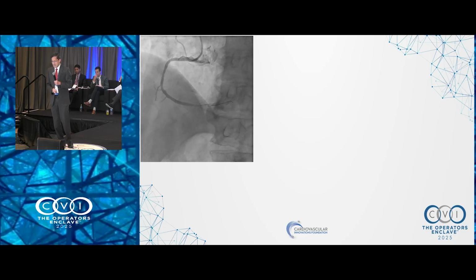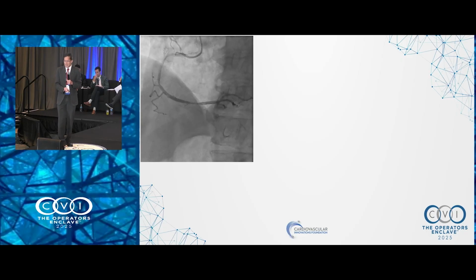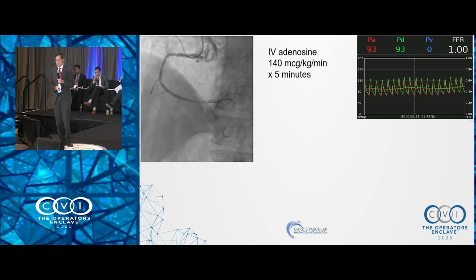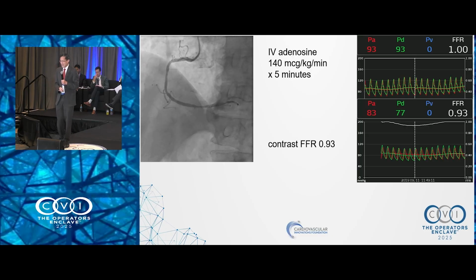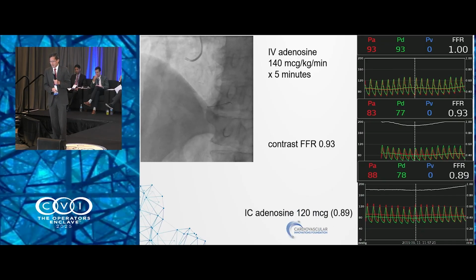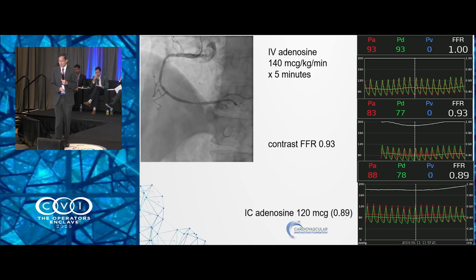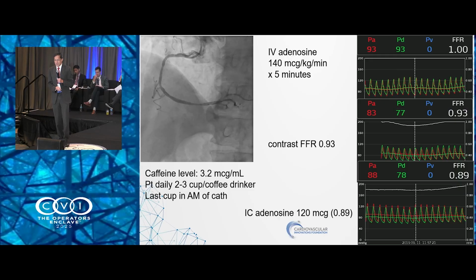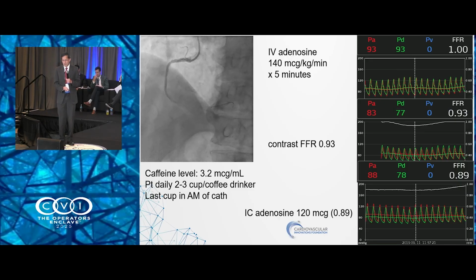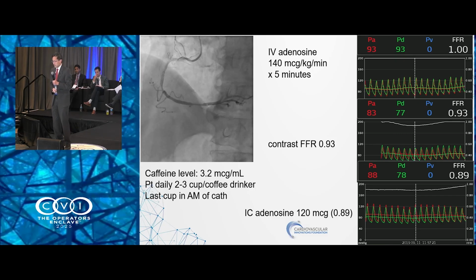Another advantage of IC adenosine: it turns out if somebody's drinking caffeine, you may have a very bad situation where you give IV adenosine for 5 minutes and you see no effect on the FFR value. But when you know there's an effect because, with contrast even, you got a contrast FFR of 0.93, and then finally, when you give IC adenosine, the FFR is 0.89. And when you increase the dose and give a larger dose, you can actually get it even lower. This particular patient had a mild lesion, but he admitted to having a cup of coffee in the morning of his cath and was a daily 2 to 3 cup coffee drinker.